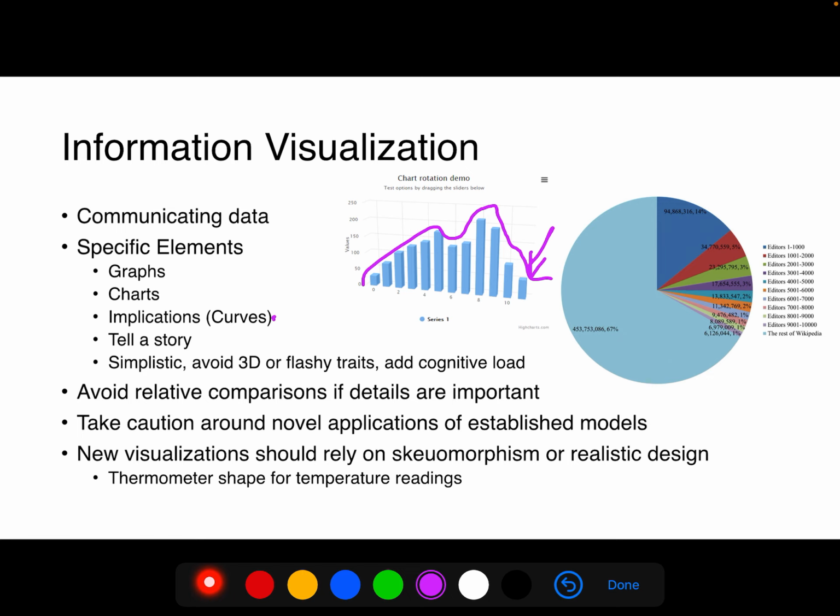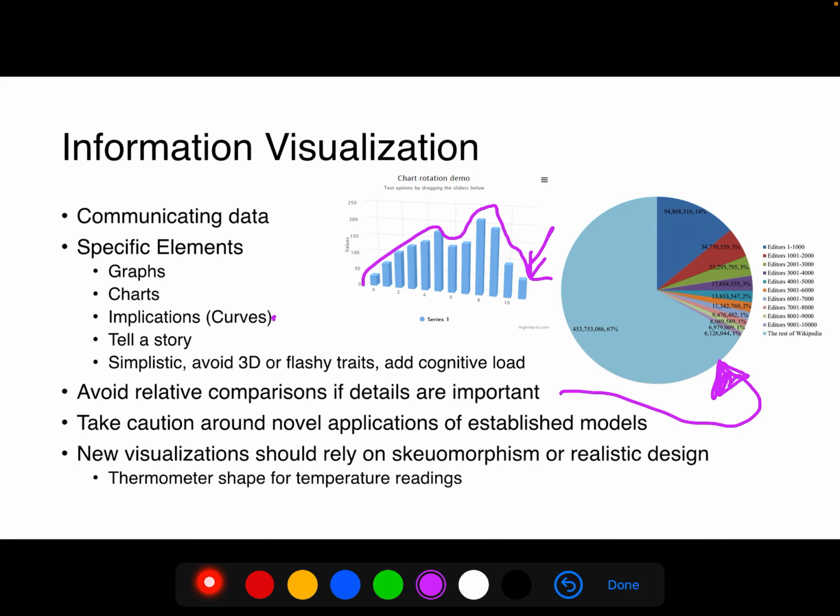We try to avoid relative comparisons if details are important. That's why, if you're interested, this is a fun topic. It's a kind of pet topic of mine. Pie charts are terrible. They're the worst option in 99% of situations because people are not good at relative spatial awareness. You also want to take caution around novel applications of established models. If you're going to use a bar or a line chart in a way that it's not typically used, or to represent data that it's not typically used for, that's a dangerous game.